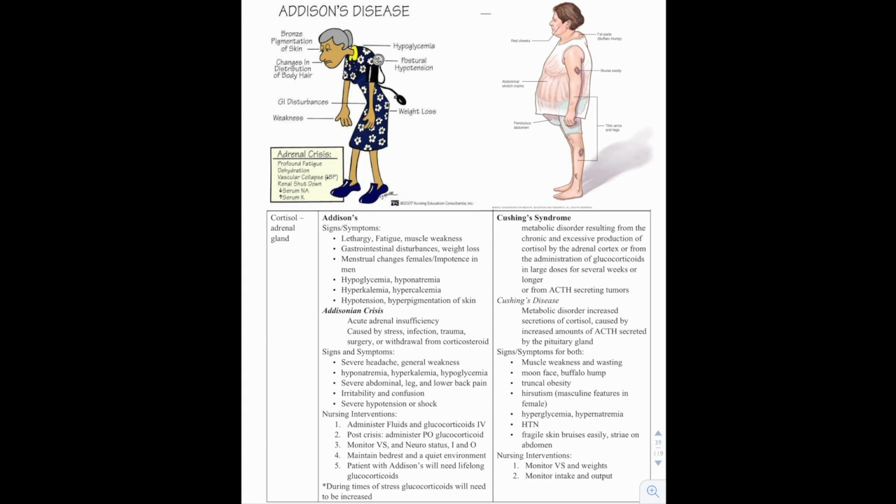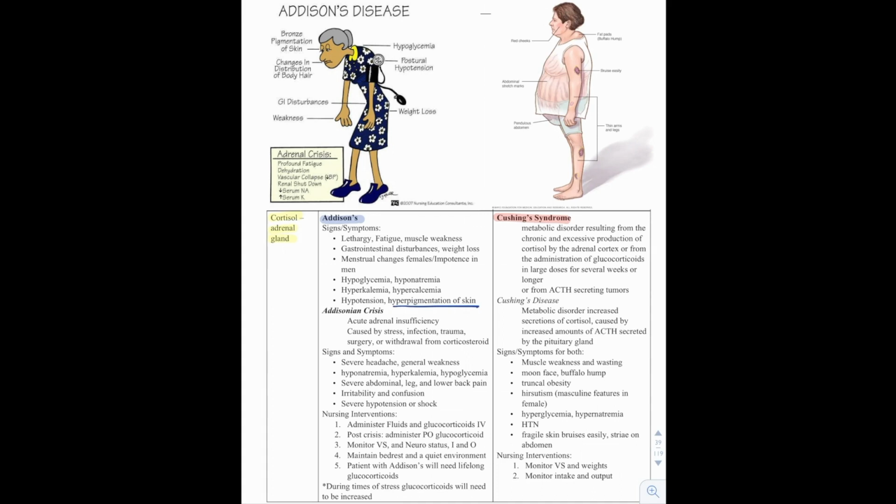All right, then we have Addison's disease and Cushing's disease. This has to do with cortisol, and this is from the adrenal gland. So Cushing's is going to be hyper, and Addison's is going to be hypo. For Addison's, signs and symptoms are lethargy, fatigue, muscle weakness, gastrointestinal disturbances, weight loss, menstrual changes in females, impotence in males, hypoglycemia, hyponatremia, hyperkalemia, hypercalcemia, hypotension, hyperpigmentation of the skin.